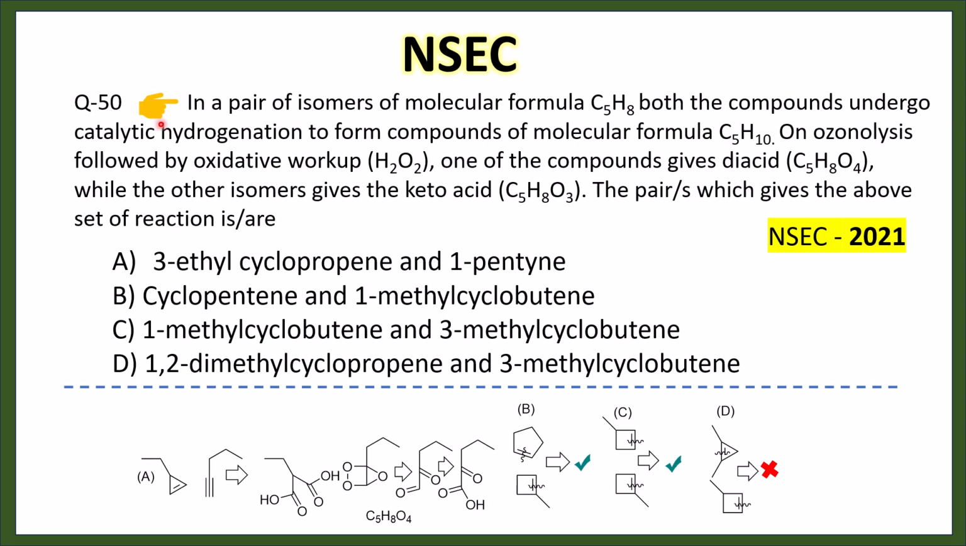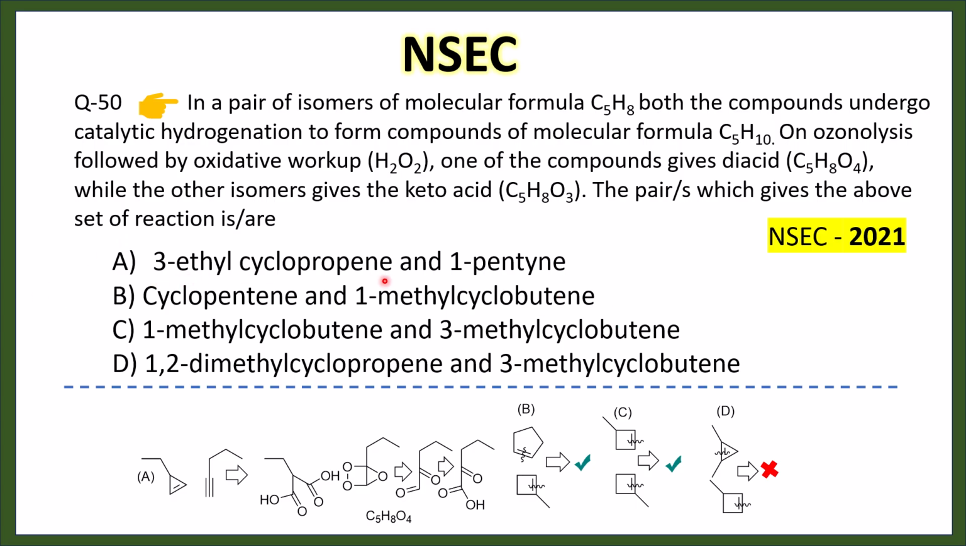Now question number 50. In a pair of isomers of molecular formula C5H8, both the compounds undergo catalytic hydrogenation to form compounds of molecular formula C5H10. On ozonolysis followed by oxidative workup, one of the compounds gives a diacid, another gives a ketoacid. So we have to find the pair of isomers. Here are the options given. Let's choose one option.